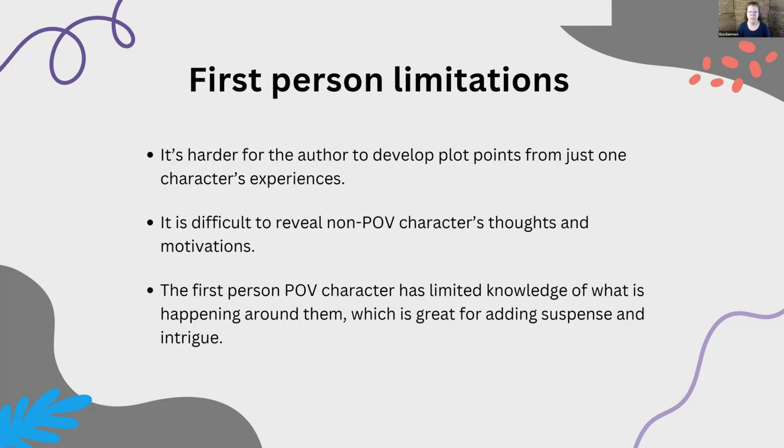There are some limitations to using first person. It's harder for the author to develop plot points from just one character's experience. You might have several people, but you're only going to be able to follow that one person. So it's difficult to reveal non-point of view characters' thoughts, emotions or motivations. And the first person point of view character has limited knowledge of what's happening around them. This is great for adding suspense and intrigue. They only know what they see and what they know, and that's it.